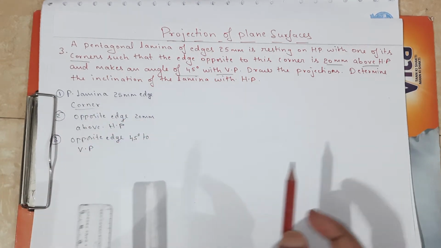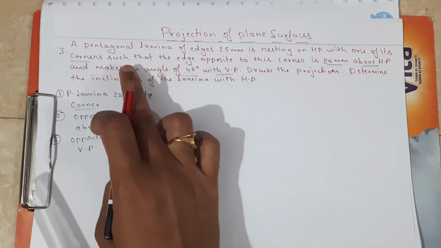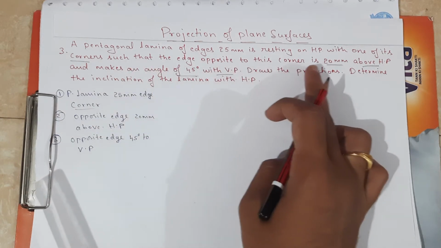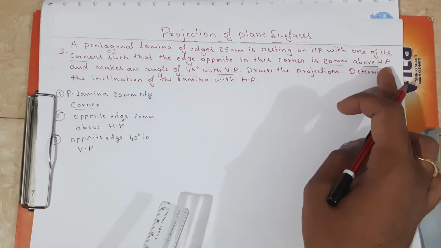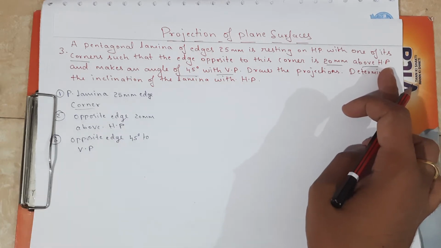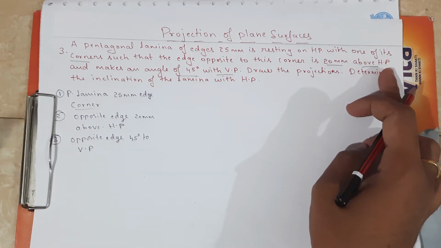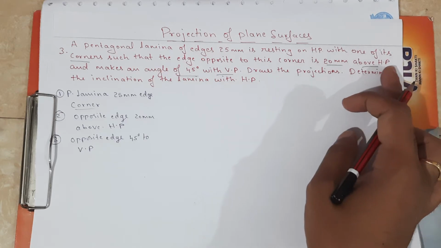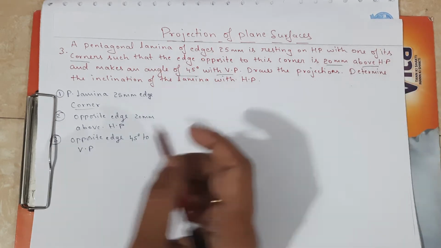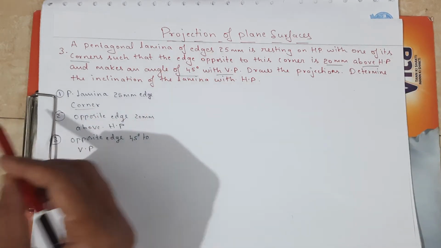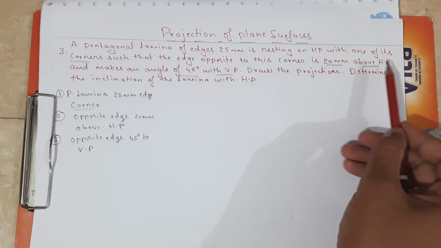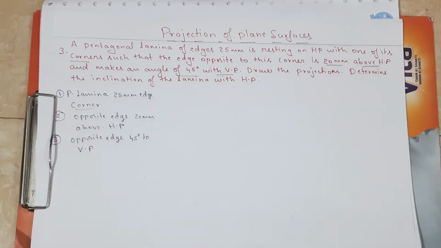Now, such that the edge opposite to this corner is 20 mm above HP. Here they have not given the inclination with respect to the HP. Instead of that, they are telling that it is resting on a corner, and the opposite edge is at 20 mm above HP. So that is data number 2.